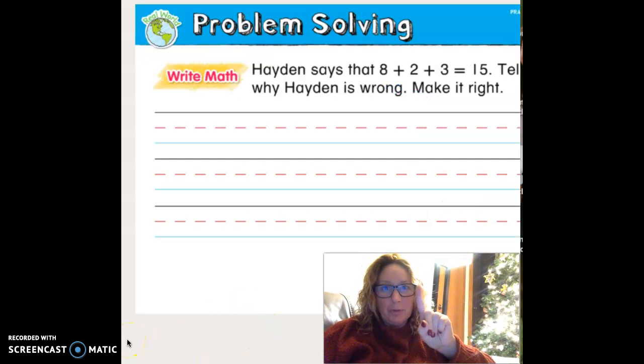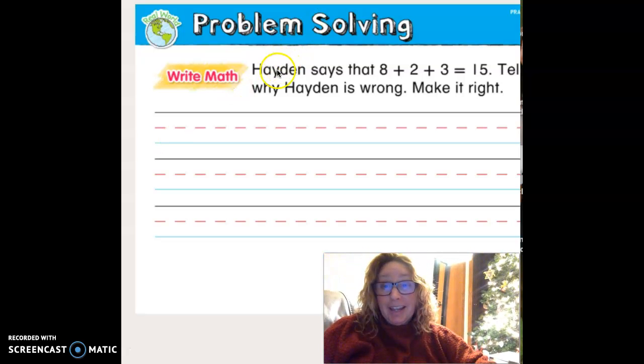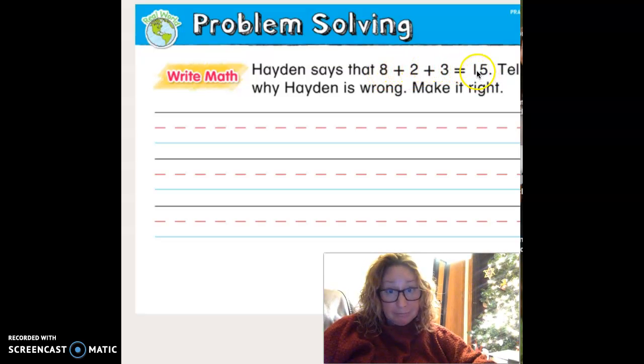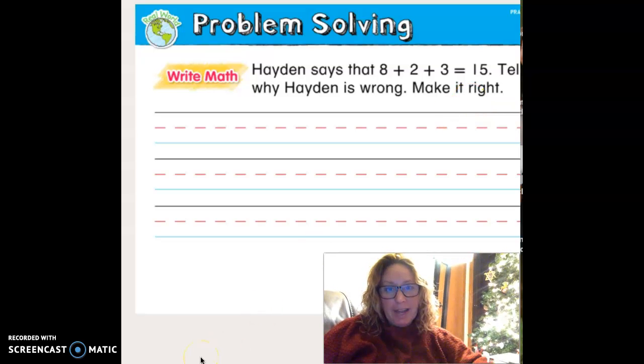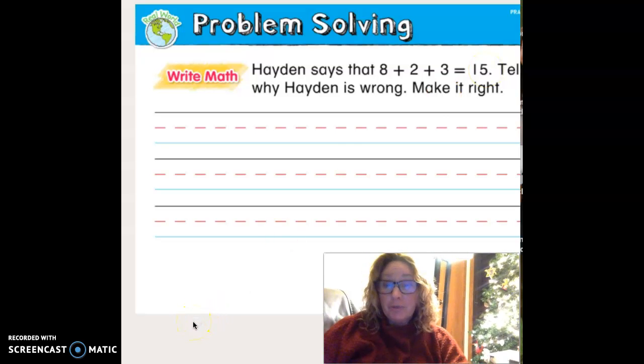Okay, let's do one more problem solving together. And this is one of my favorites. It says, Hayden says that 8 plus 2 plus 3 equals 15. Tell why Hayden is wrong, and then make it right. Okay, so she thinks that 8 plus 2 plus 3 equals 15. Go ahead, I want you to work on this and see what was Hayden's mistake, and how can you make it right? Okay, again, we can pause here and then come back and talk about it.